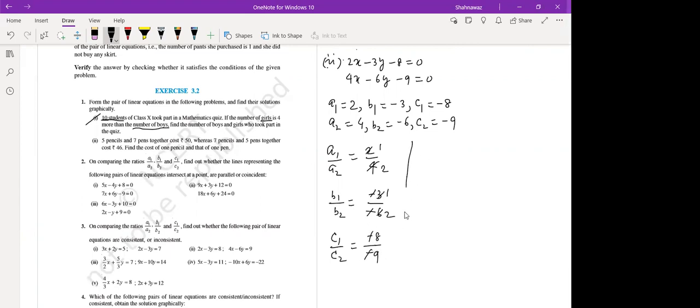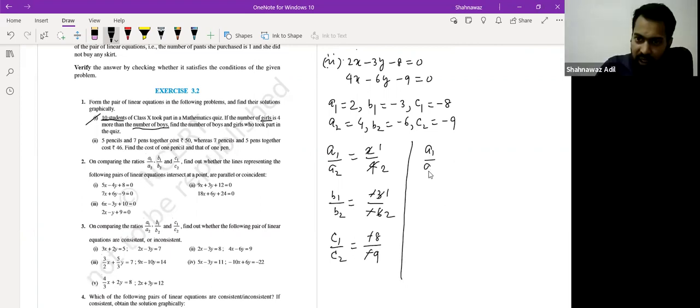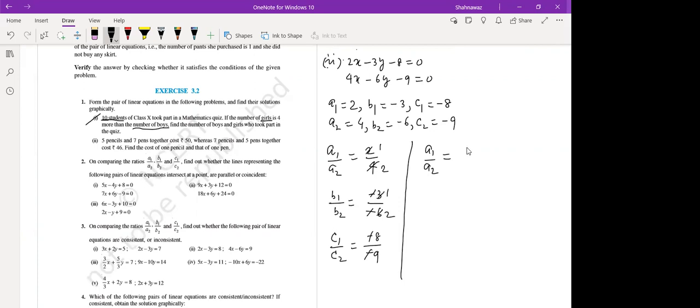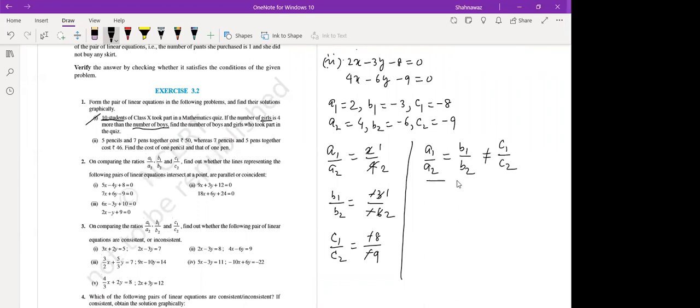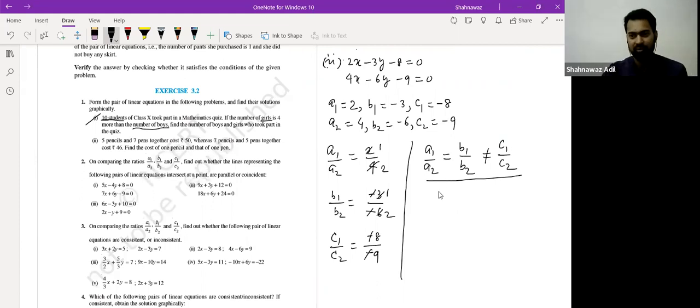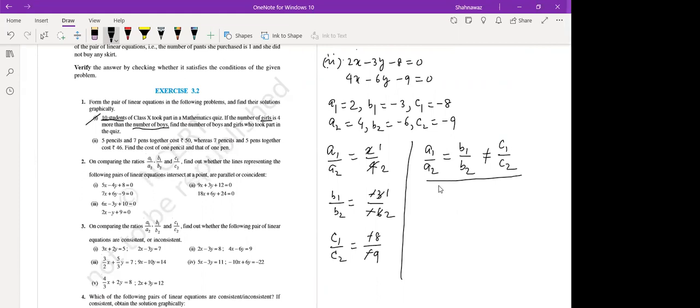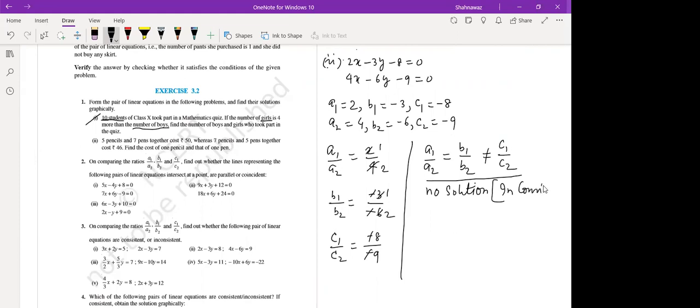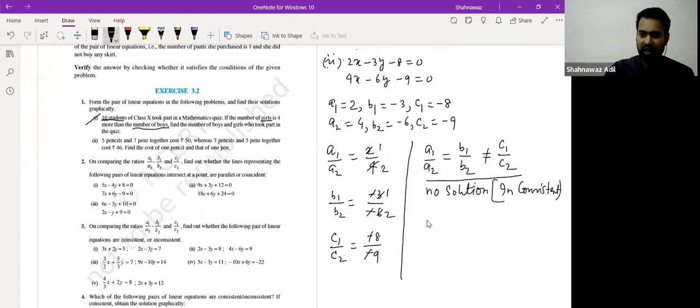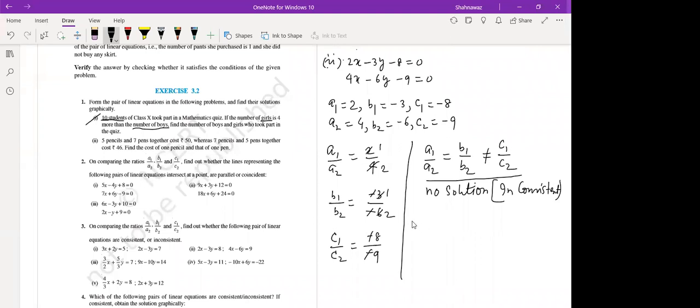So we see that A1 by A2 is equal to B1 by B2, not equal to C1 by C2. So this is no solution, parallel. No solution, meaning inconsistent. Parallel meaning inconsistent. So this is clear, right?